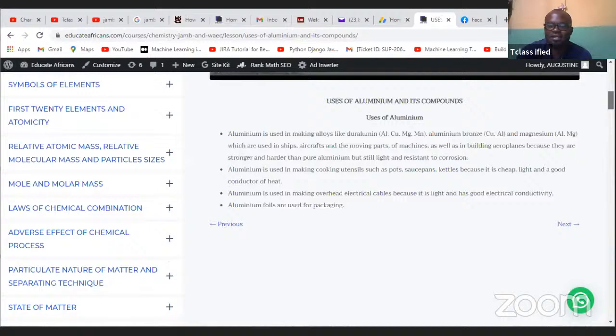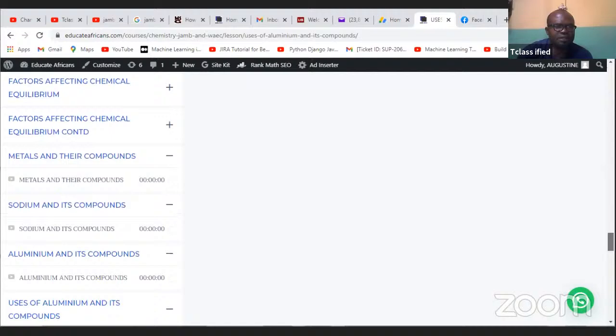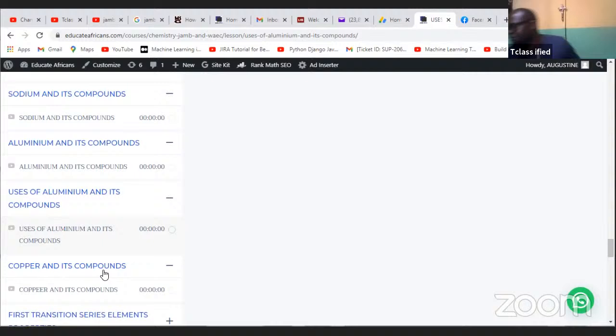So lastly for today, let's look at copper. Copper and its compounds are also very important. So let's look at copper and its compounds. Let's round up with copper and its compounds.